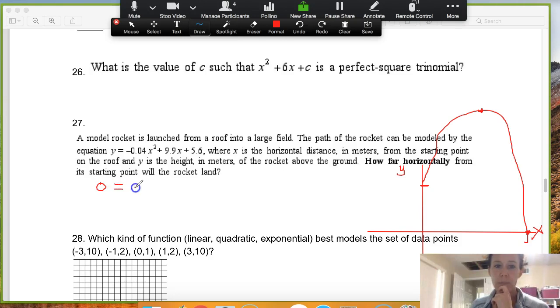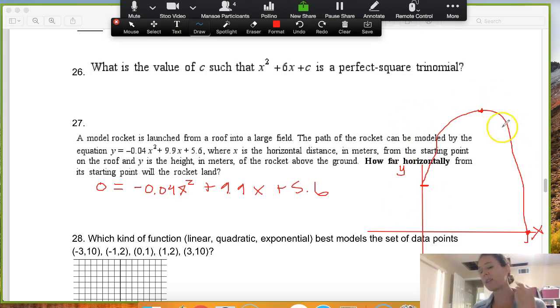0 equals negative 0.04 x squared plus 9.9x plus 5.6. So drawing this picture helped me realize what they were asking me. Drawing that other picture helped me realize, oh, they were just asking me for the vertex. That's the max height. Here they're asking me, how far from the starting point will the rocket land? They're asking me for the landing point. That's here. That means I have x, comma, some 0 point for y. I want to know when y is 0, so I got to know this distance.